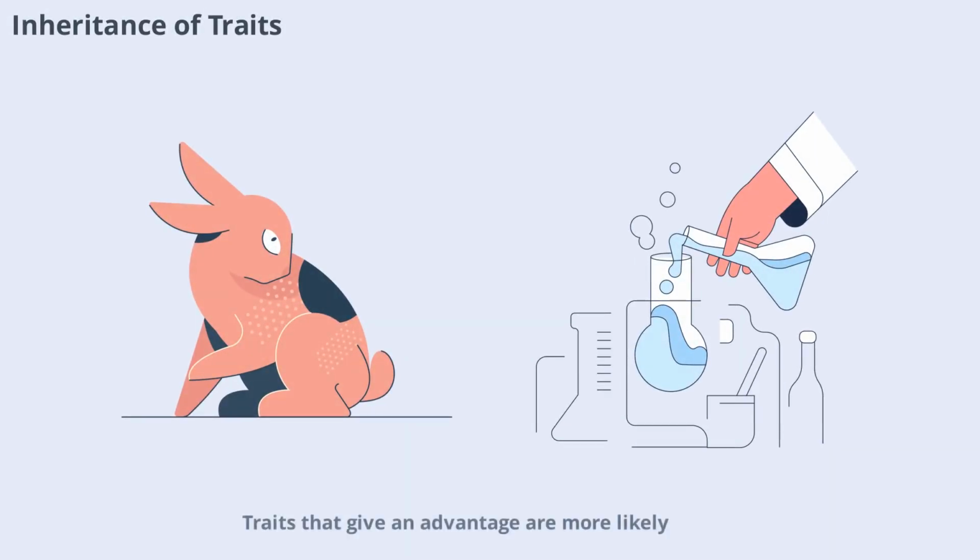Traits that give an advantage are more likely to be passed on to the next generation. This is because individuals with these traits are more likely to survive and reproduce. The process of inheritance is what allows natural selection to shape populations over time. Genes, which are segments of DNA, carry the instructions for building and maintaining an organism. When parents pass their genes to their offspring, they also pass on the traits that help them survive.